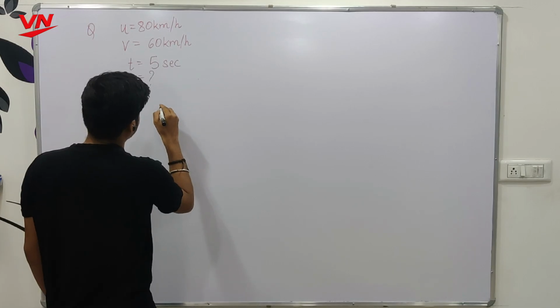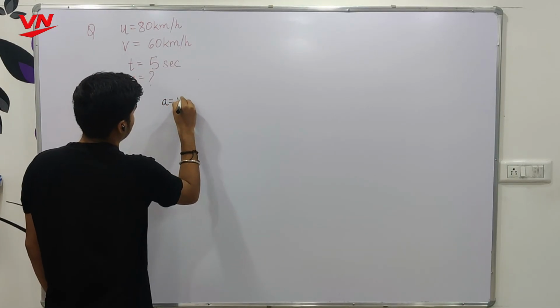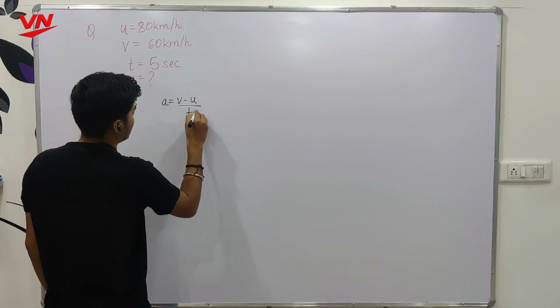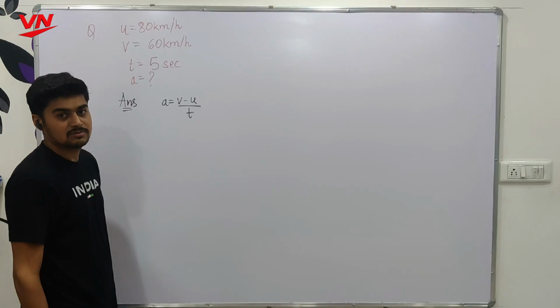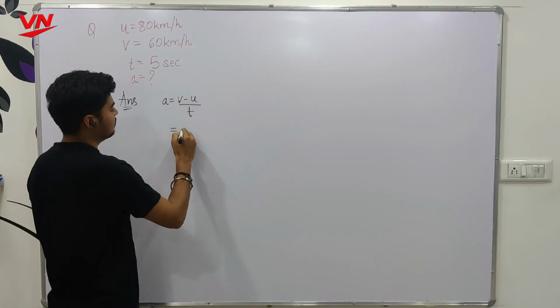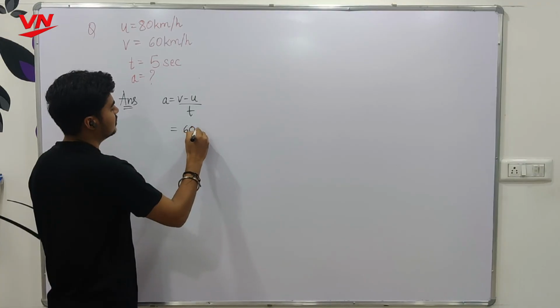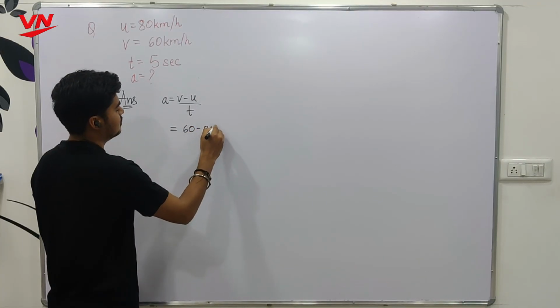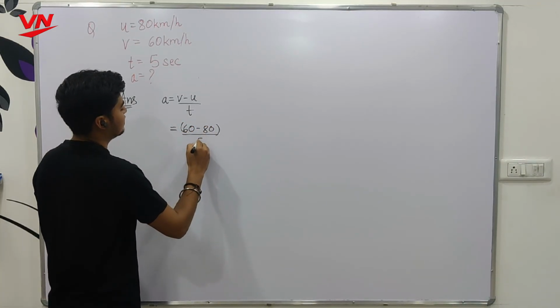So how will I start the answer? I will first convert this, or we can directly use the formula a is equal to v minus u by t, as we need to find the acceleration. Now what I will do is, final velocity is 60, initial velocity is 80, and time is 5 seconds.